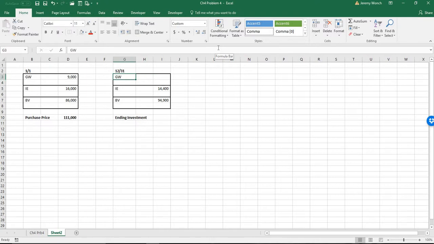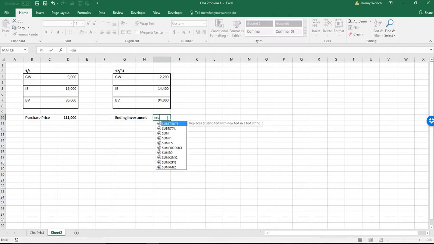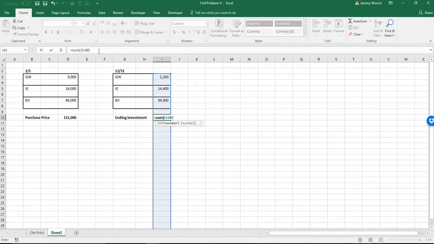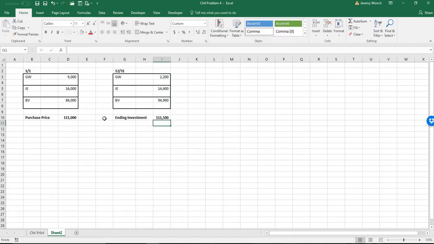And then goodwill usually doesn't change, but in this case they said it was impaired down to $2,200. So let's go ahead and sum that up. And so here we see, hey, the book told us that we bought 111. Our trial balance said it was 111,500. So both those numbers are correct. Connect didn't make a mistake. So that's always nice.